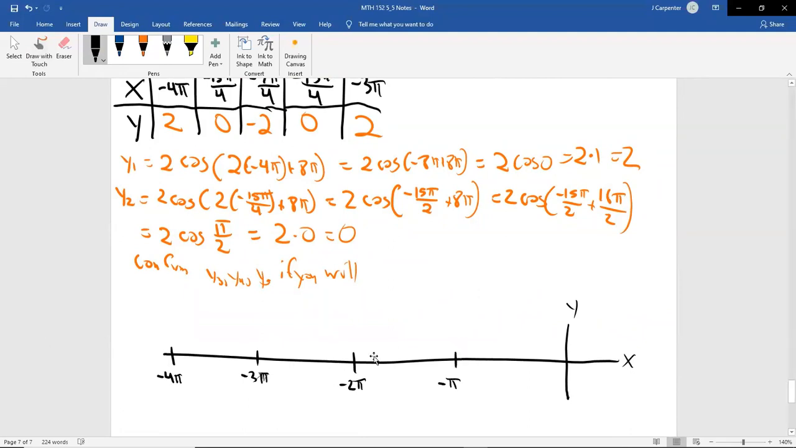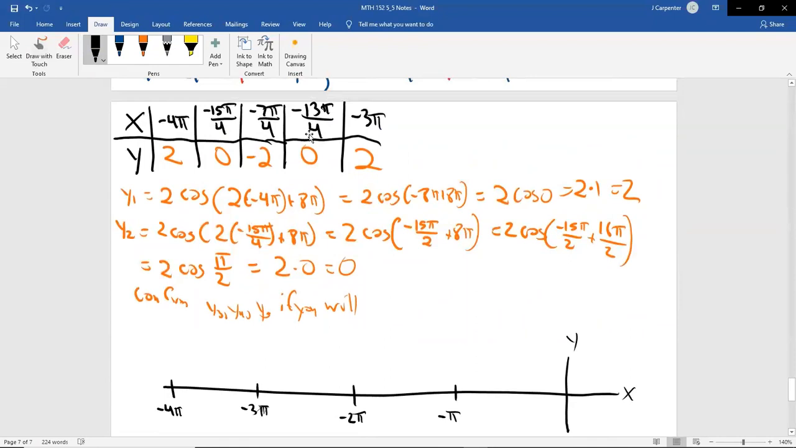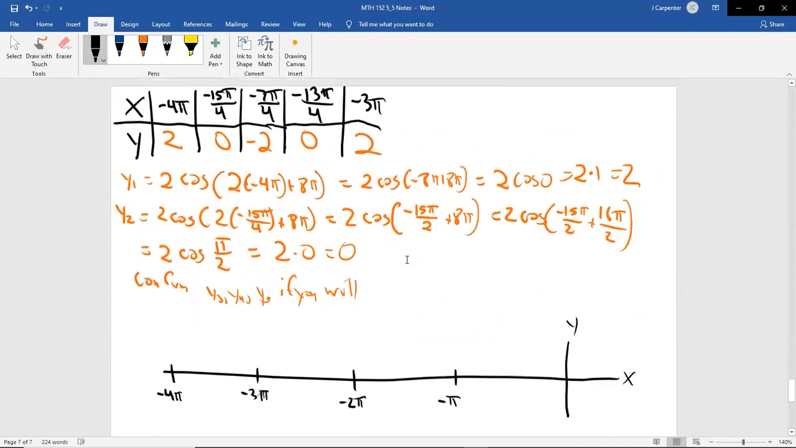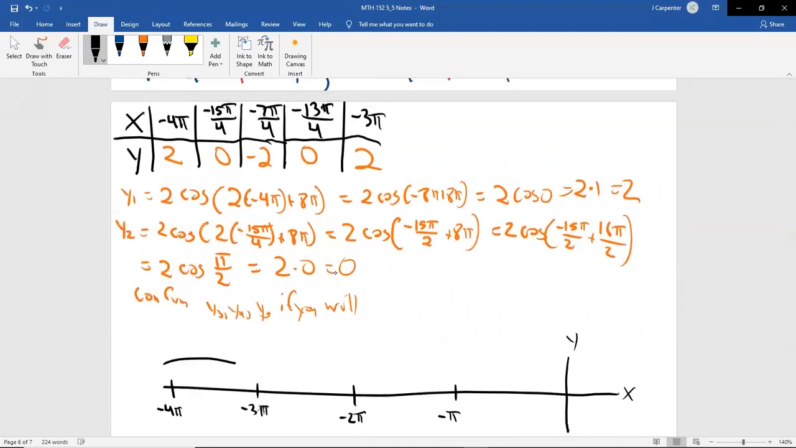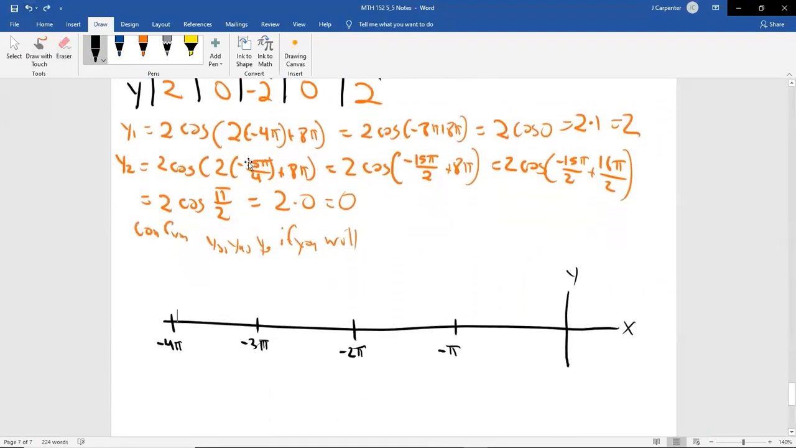Now, I do that just for sense of scale. We do need these two labeled, so it's a really good idea to label those. But then we're also going to need to label these middle x values as well, the negative 15 pi over 4. And again, everything is squeezed in this area. So that's where the only section is going to be. I didn't make my y-axis as tall as I would like it either. So let me just go a little taller.